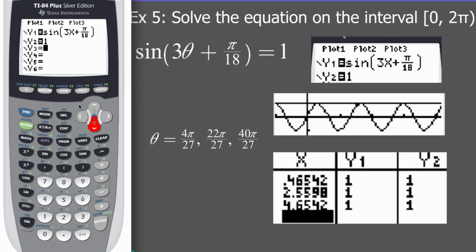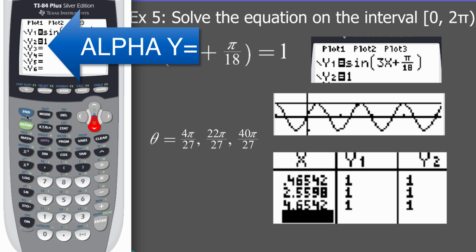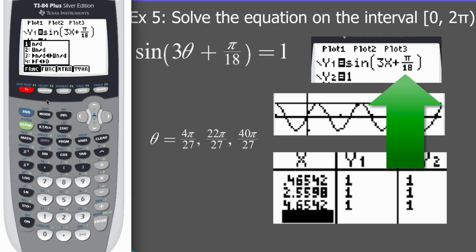So hopefully you were able to verify that using your graphing calculator the same way we were here. Now a quick tip here, if you want to get to 3x plus the pi over 18, to get that pi over 18 to be a fraction, all you need to do is hit the alpha and then the y equals button. And that very first thing, n/d, that's numerator over denominator. So when you select that, that'll allow you to enter something as a fraction, as you see here on the screen where it's pi over 18.